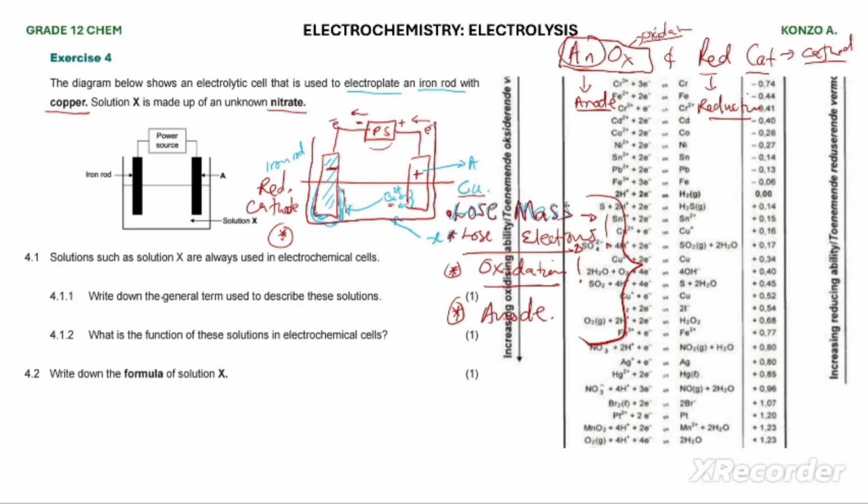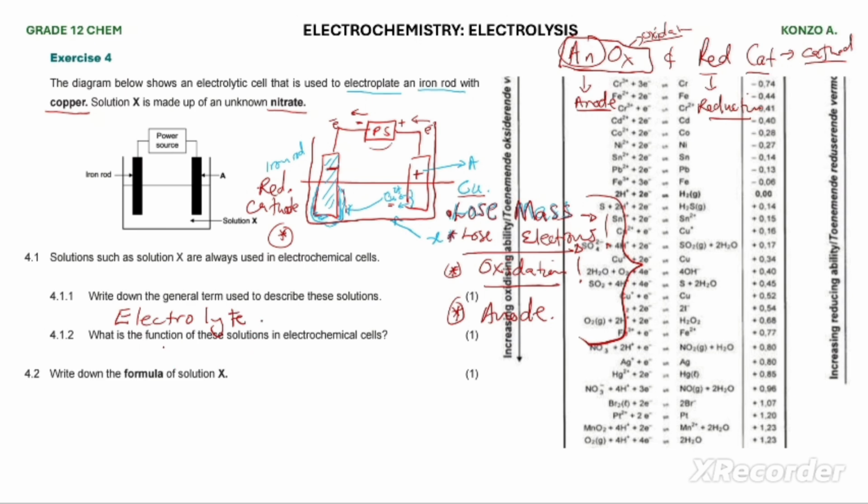Let's see if we can answer a few questions. Solutions such as X are always used in electrochemical cells. Now write down the general term used to describe these solutions. So solution X, we should know that from our notes. That's an electrolyte.